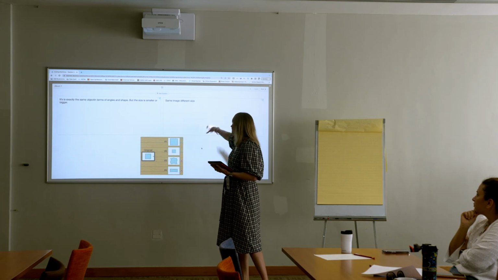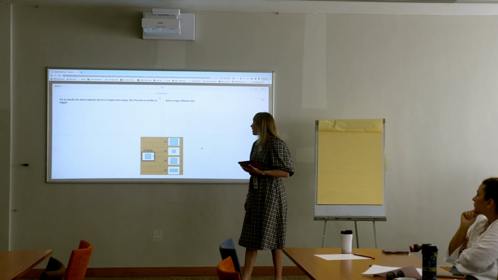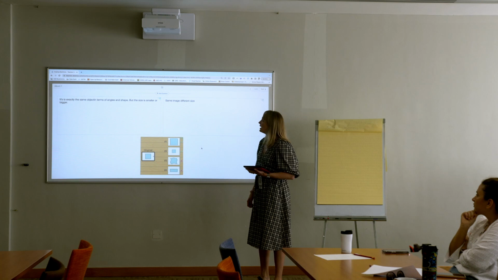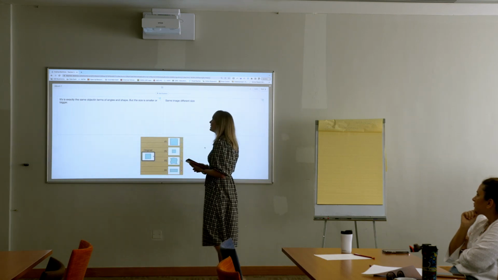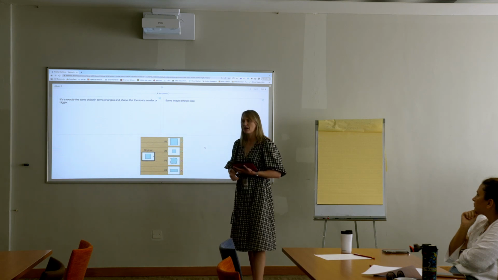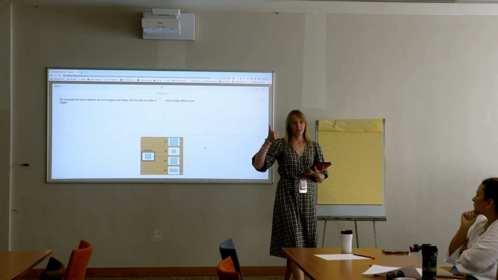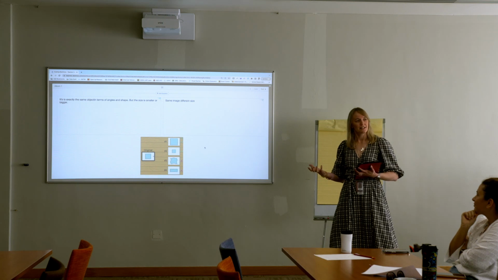So this is from slide 5, identifying which ones are going to give us scaled copies. So this says it is exactly the same object in terms of angle and shape, but the size is smaller or bigger. What do you guys think about that? Do you agree with that? Is that what a scaled copy is? What do you think?